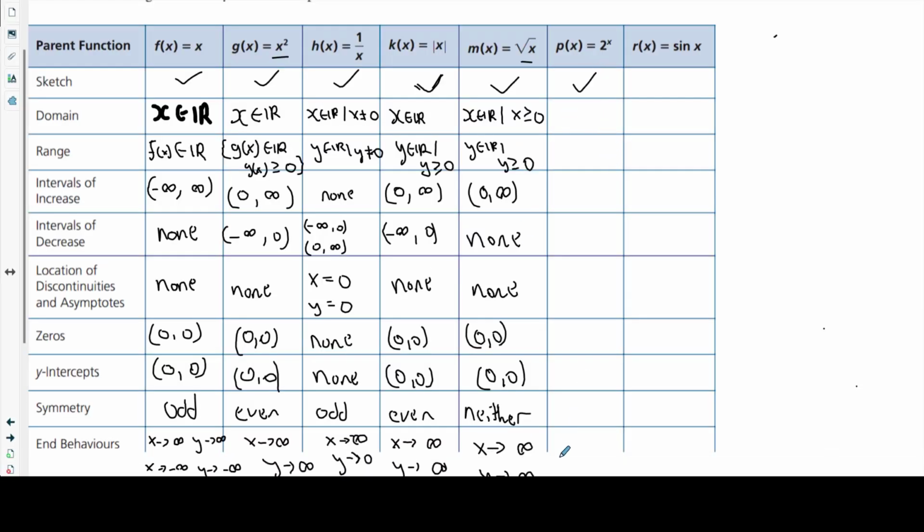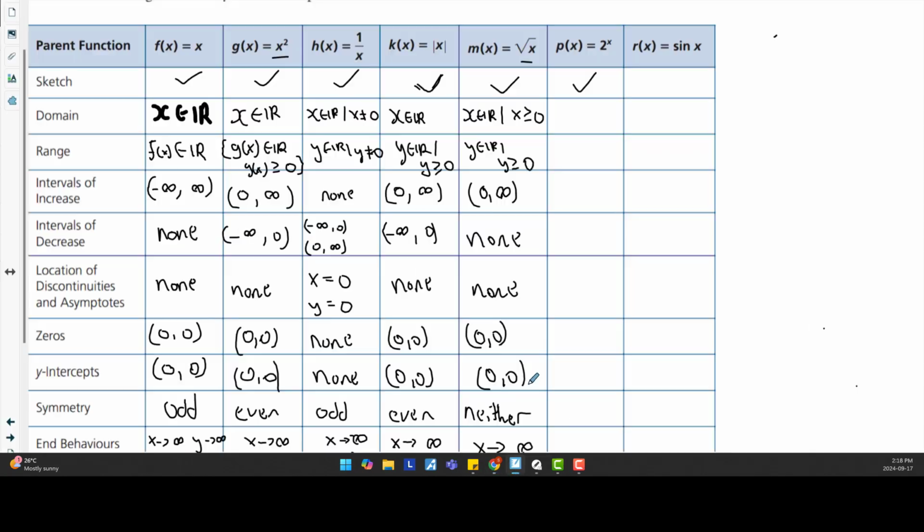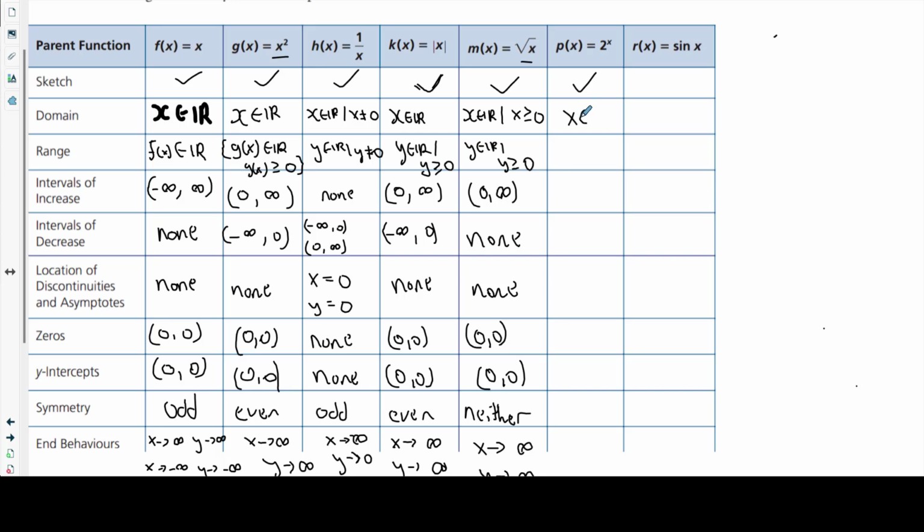What is the domain for this function? Well, does this function go all the way to the left? Yes, it does. Does this function go all the way to the right? Yes, it does. So in this case, it's just x is an element of the real numbers.